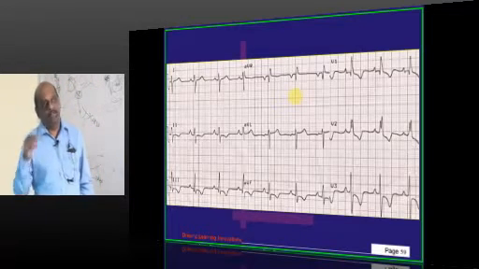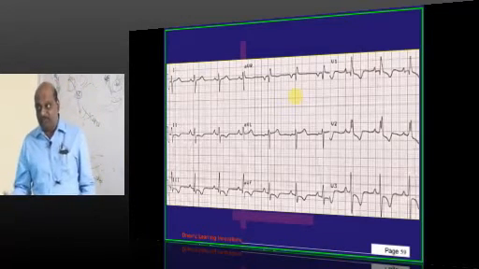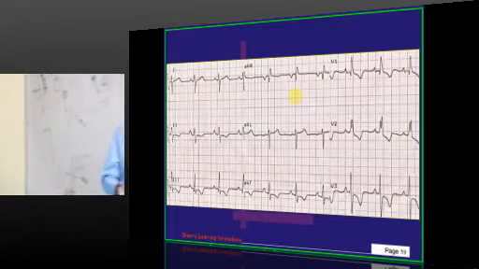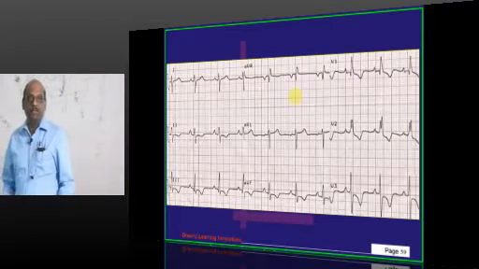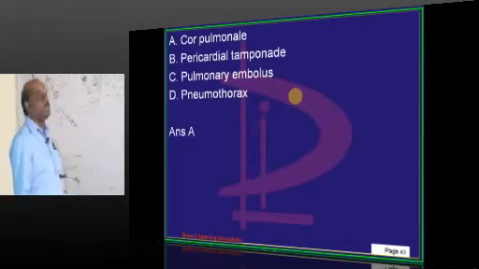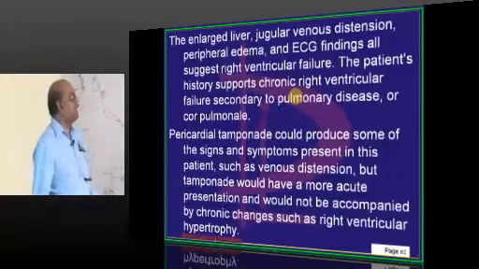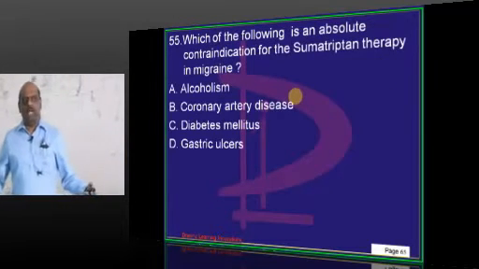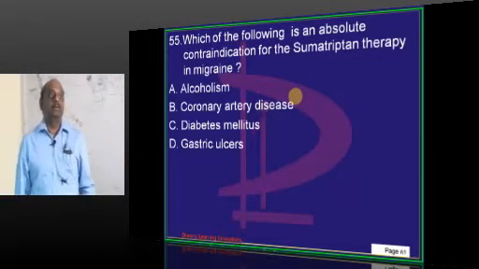So that is the reason there is CHF, right heart failure with right ventricular hypertrophy on ECG, and COPD in the background qualifies it as cor pulmonale, which is the diagnosis. Now doctor, what is an absolute contraindication of sumatriptan?